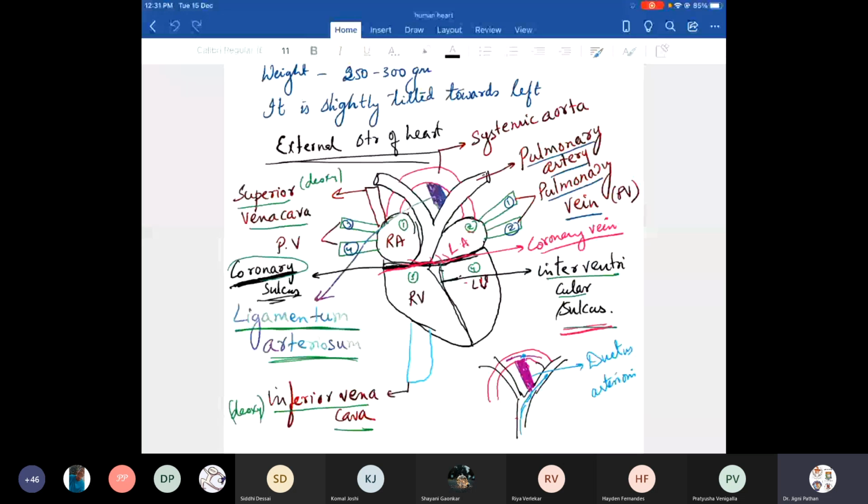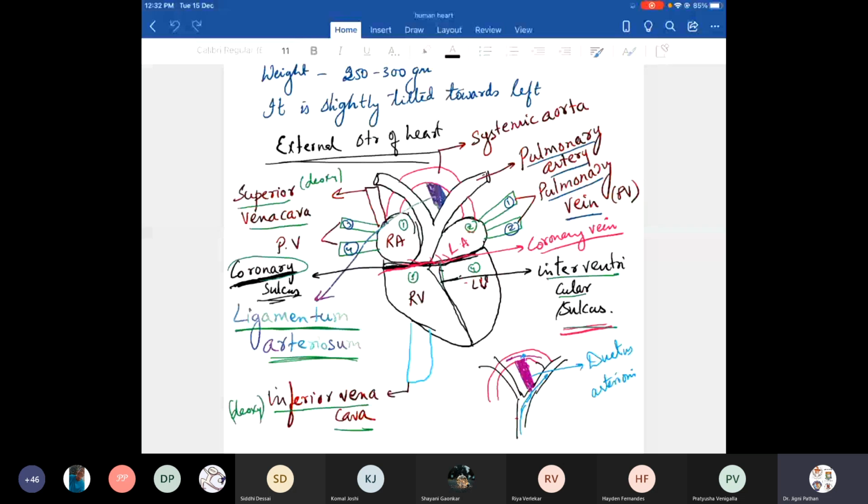Into the left auricle, 4 veins open. That is the pulmonary veins. How many veins? 4 blood vessels open. What do they carry? They carry oxygenated blood. 2 are coming from the right lung, 2 are coming from the left lung.